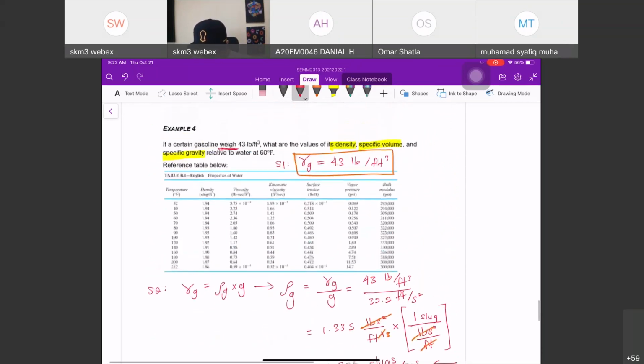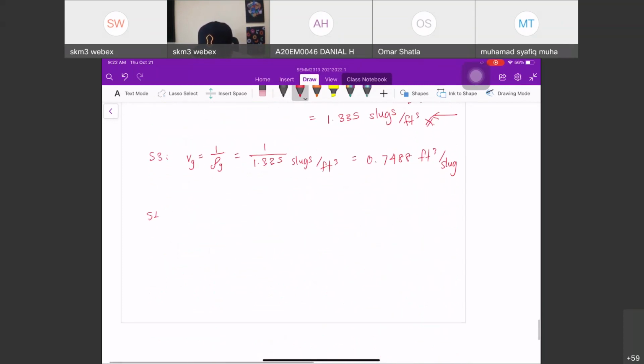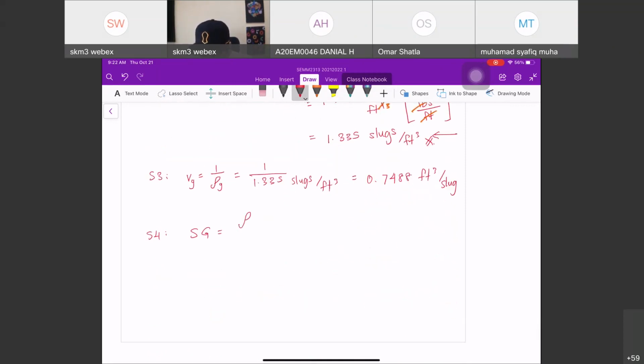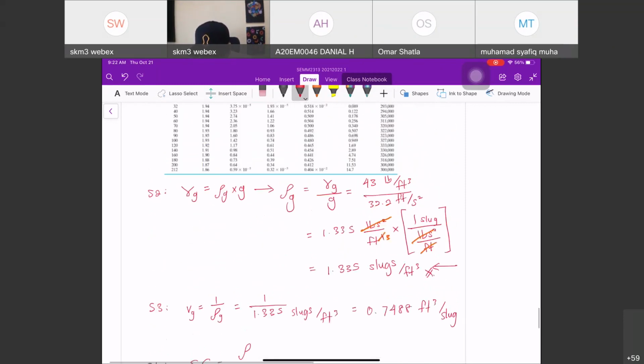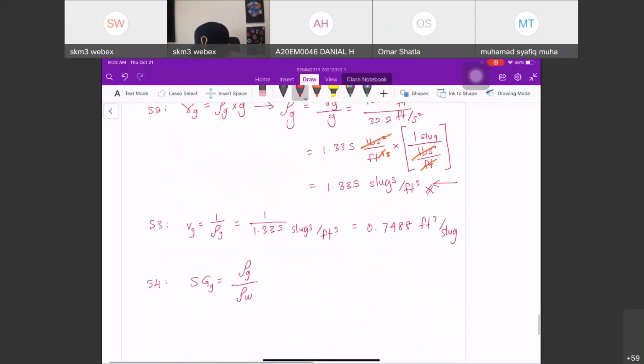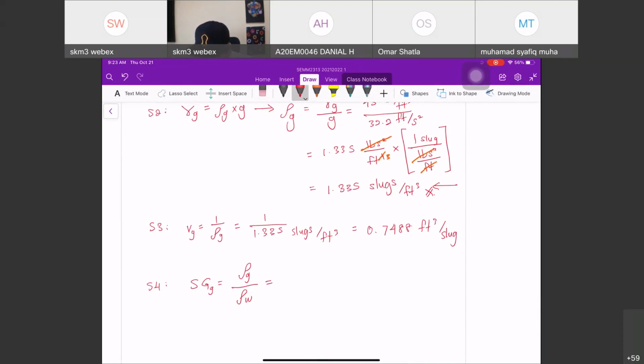So the next one, find the specific gravity. Step number 4, specific gravity. We are given the density, so better use density, or you can also use gamma. I use the density of gasoline. This is the specific gravity of gasoline over density of water. The density of gasoline is 1.335 slugs over feet cube, divided with density of water.